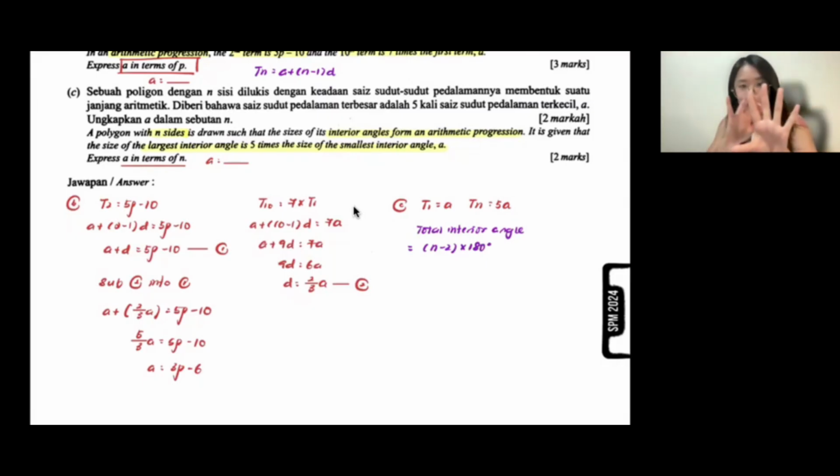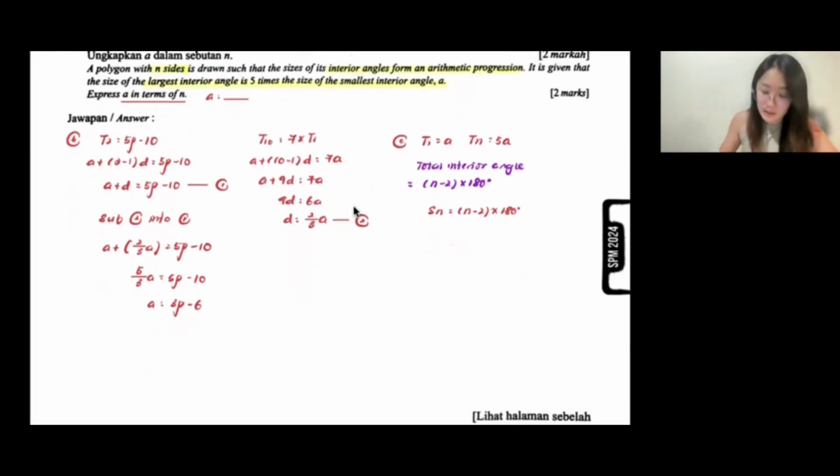So we are adding the interior angles of the polygon together to get this. Adding all the angles together means the sum of all terms, right? Sn, sum of all terms. So Sn equals n minus 2 times 180. Okay, so what is the formula for Sn? For arithmetic progression, you have 2 formulas for Sn. The first one that we normally use is n divided by 2 times 2a plus n minus 1 d. This is what we normally use.